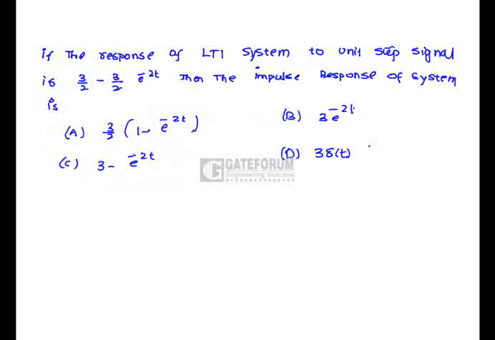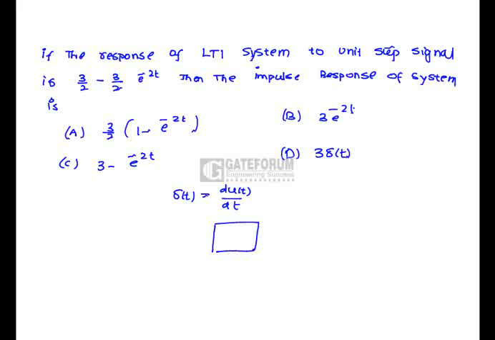Response of an LTI system to a unit step signal is 3 by 2 of 1 minus e power minus 2t. Then the impulse response of the system is... we know that delta of t and u of t are related in the time domain as du of t by dt. So an LTI system is nothing but input and output are linearly related. So if the input is differentiated, then the output is also differentiated.